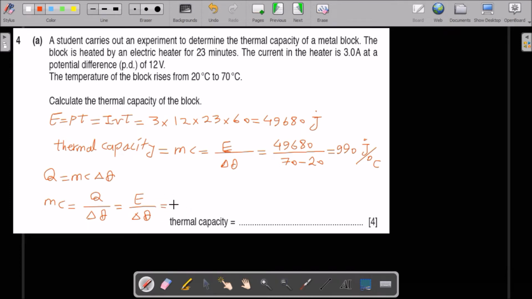Unit of thermal capacity is joule per degree Celsius or Kelvin. Instead of degree Celsius, you can write Kelvin. So this is unit of thermal capacity. So energy, you got 49,680. If you divide by change of temperature, you will get 990 joule per degree Celsius, which is thermal capacity.